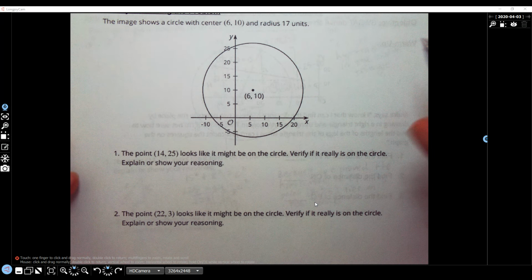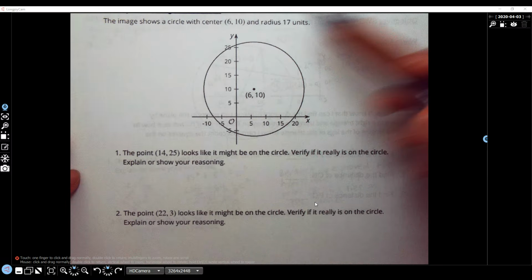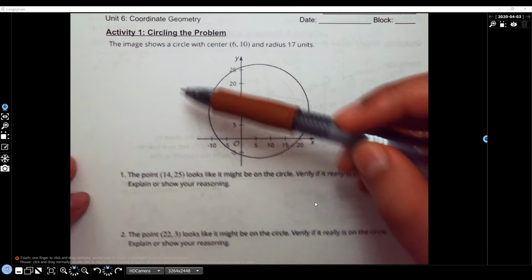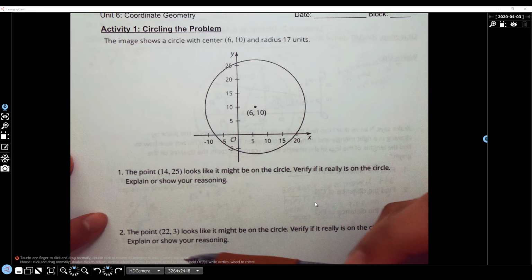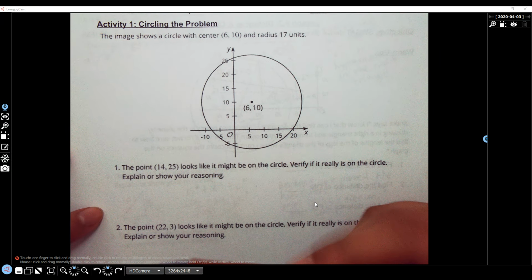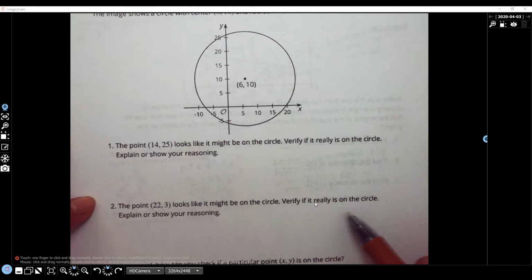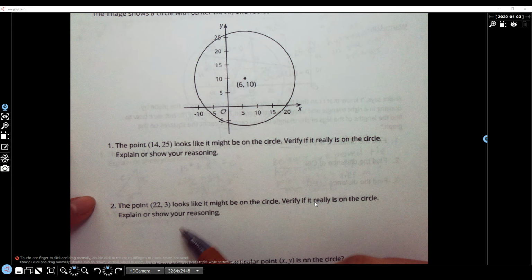This is a continuation of the previous video going over Activity 1, circling the problem. Right now we're going to do a video walkthrough of number 2. For number 2, the point (22, 3) looks like it might be on the circle. Verify if it really is on the circle and explain or show your reasoning.